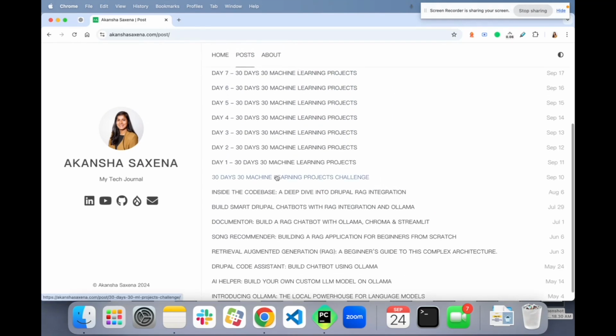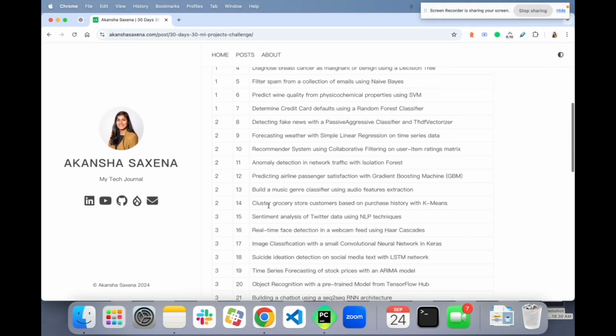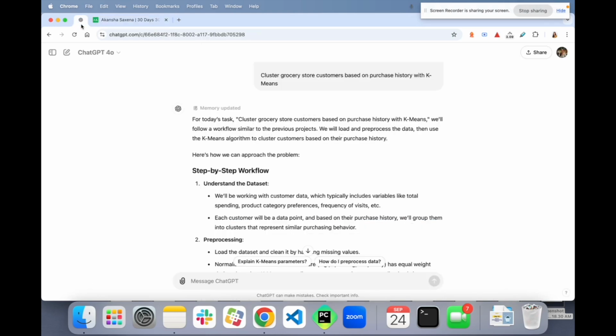So this is the title of the problem: cluster grocery store customers based on purchase history by K-means. Today I guess we'll need to understand what K-means is. We have to apply a clustering algorithm. We have been doing regression, we have been doing classification, and today it is sort of clustering.